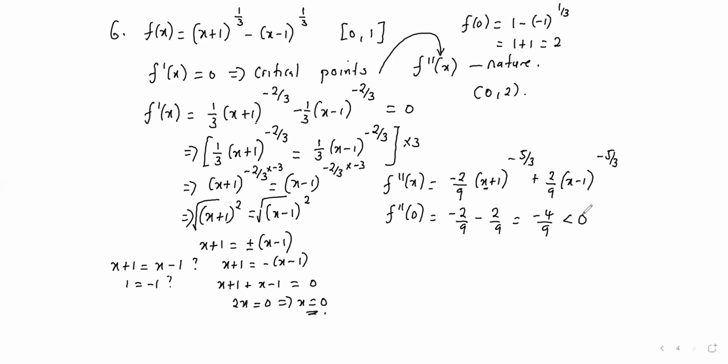Whenever the value after substituting that x in the second derivative is negative, it means that the point I have is a maximum point. So that point is maximum. So meaning the maximum of f is 2. Okay, we want the maximum of the function and not the maximum point. So the maximum of the function is 2. Clear?